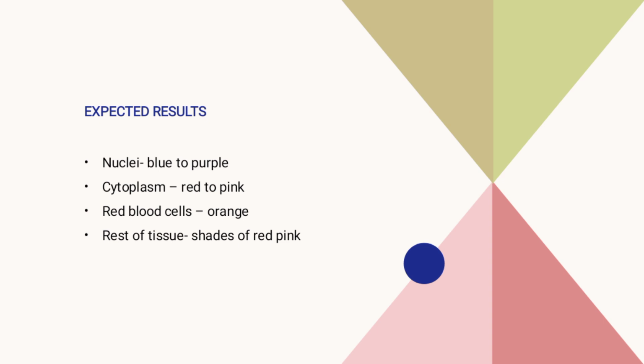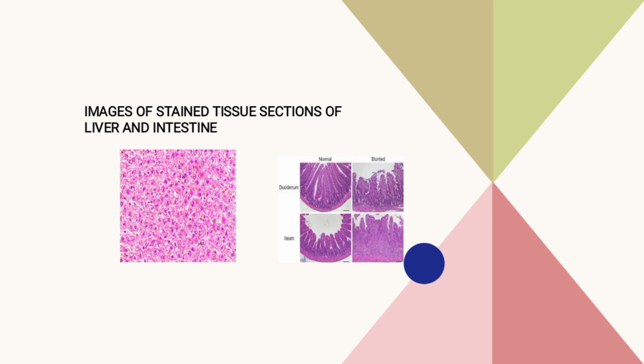Expected results: the nuclei should be blue to purple. The cytoplasm should stain from red to pink, and the red blood cells should be orange, and the rest of the tissue should have shades of red and pink. So here are images of stained tissue sections of liver and intestines. If you look at the images, you see they are stained purple, and there are also traces of pink.